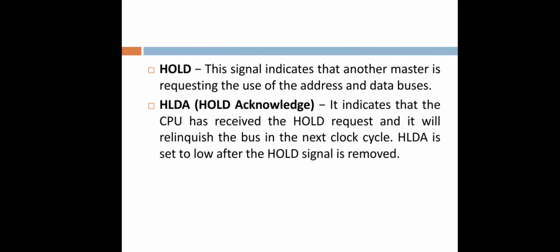Hold pin. This signal indicates that another master is requesting the use of the address bus and data bus. And HLDA, hold acknowledgement, indicates that the CPU has received the hold request and will relinquish the bus in the next clock cycle. HLDA is set low after the hold signal is removed. Basically these two pins are used whenever a DMA controller is interfaced with the 8085, to grant the request for the address bus and data bus of the 8085 microprocessor.